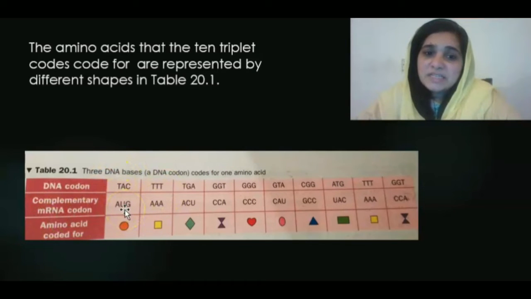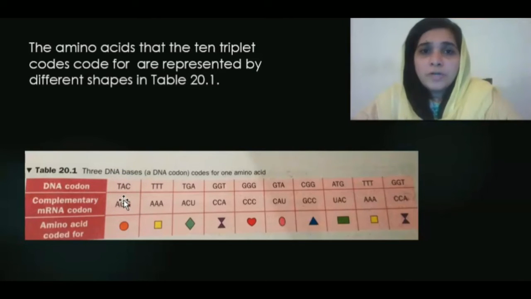In my previous lesson, I discussed that thymine will bind with adenine. Adenine will bind with uracil. Uracil is the base that is present in the case of RNA. DNA contains 4 types of nitrogenous bases: adenine, guanine, cytosine and thymine, while RNA contains uracil.